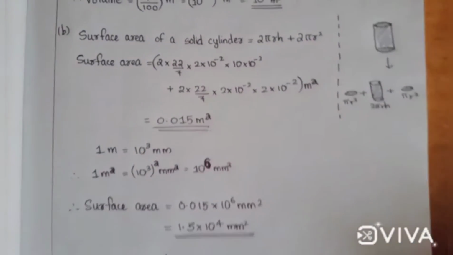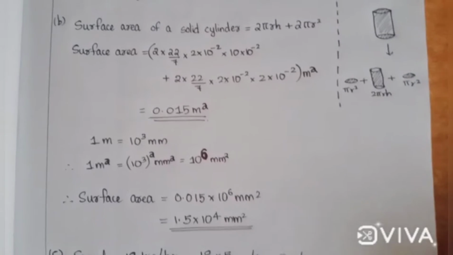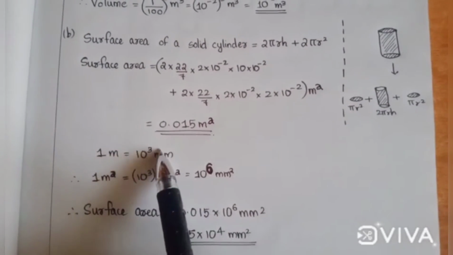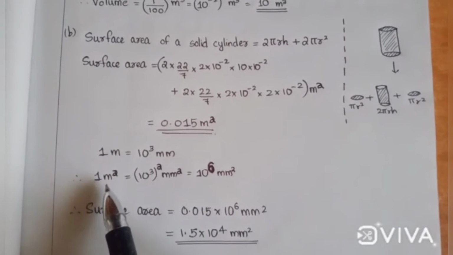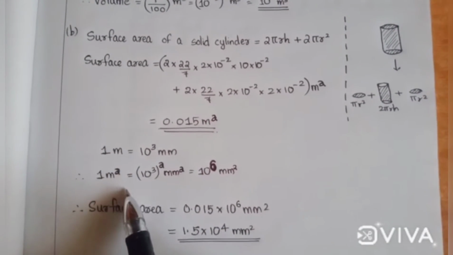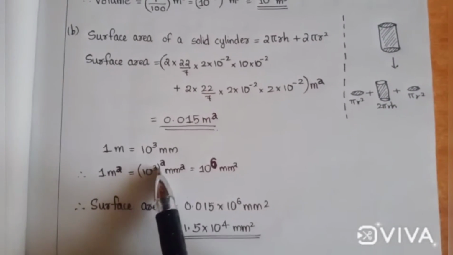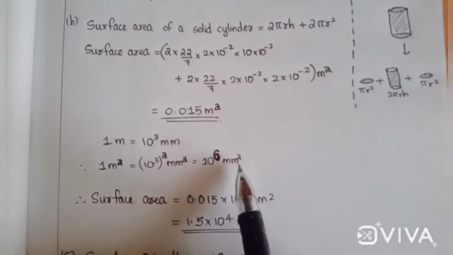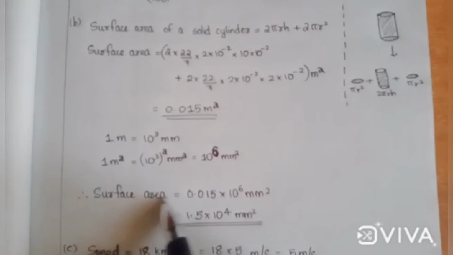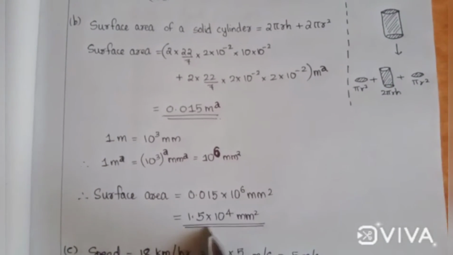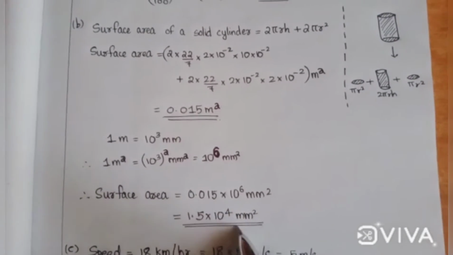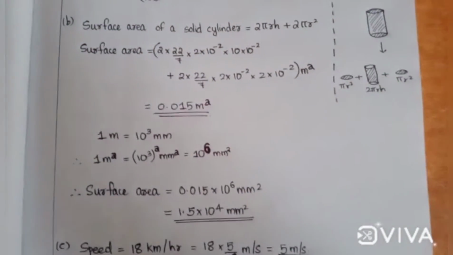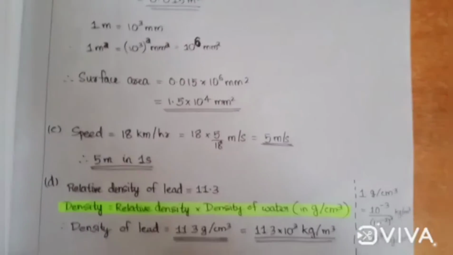We all know that 1 meter is equal to 10 to the power 3 millimeter. So, therefore 1 meter square is equal to 10 to the power 3 the whole square millimeter square, which is equal to 10 to the power 6 millimeter square. Therefore, surface area is equal to 0.015 into 10 to the power 6 millimeter square, which is equal to 1.5 into 10 to the power 4 millimeter square.